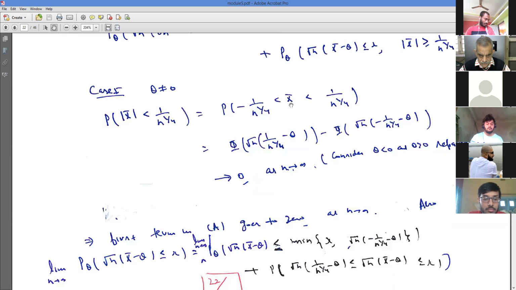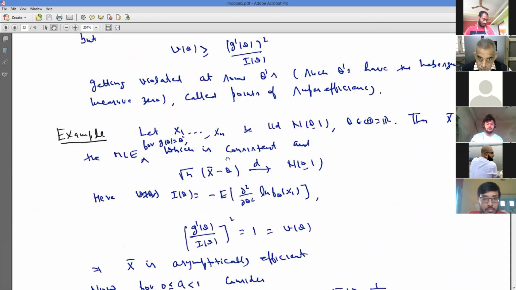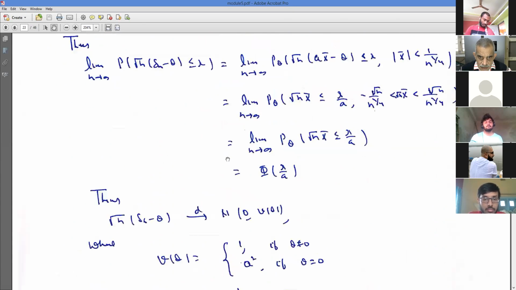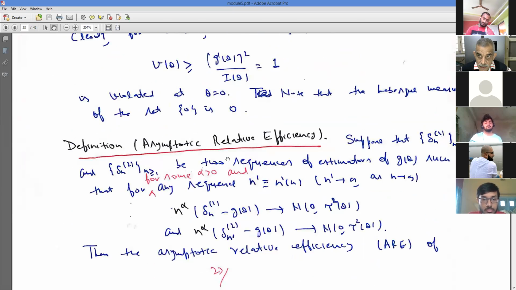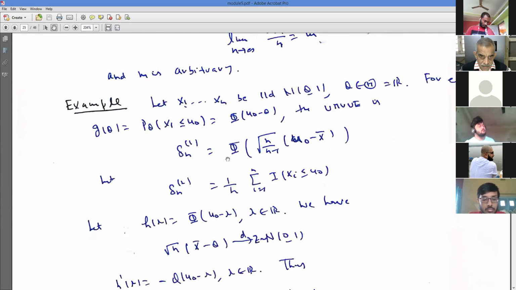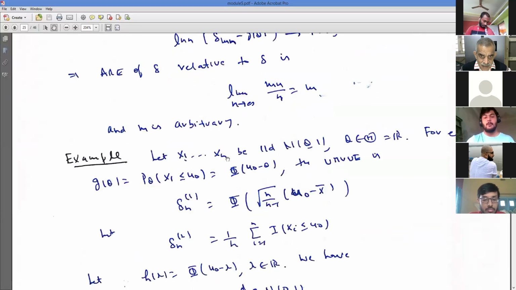In the last example, x1, x2, ..., xn are normal theta 1, and then there is delta n 2 x equal to 1 by n summation indicator of xi less than or equal to mu naught. Which example? The last example before MME estimation. Okay, let me see. This example? Normal theta 1, g theta is probability x1 less than or equal to u naught. Yes.